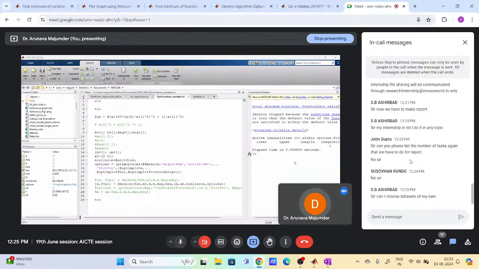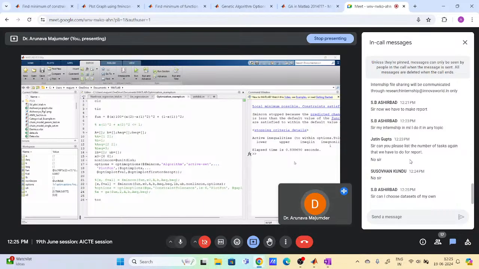Can I use datasets of my own? Yes, you can use datasets of your own, but you need to show me the dataset first. Just mail me at the research internship at innovaworld.in. If you have your own dataset, first share it with us. Let me check the dataset and your target also, what kind of project it is and what you are going to do.